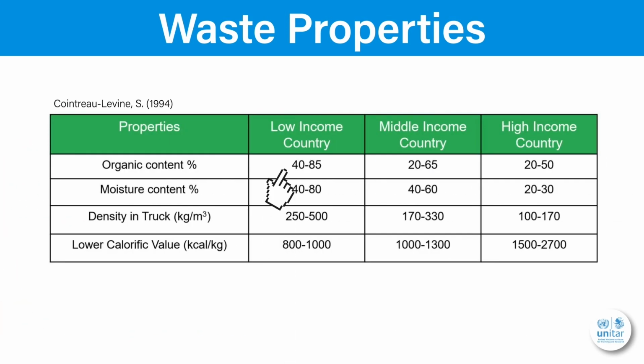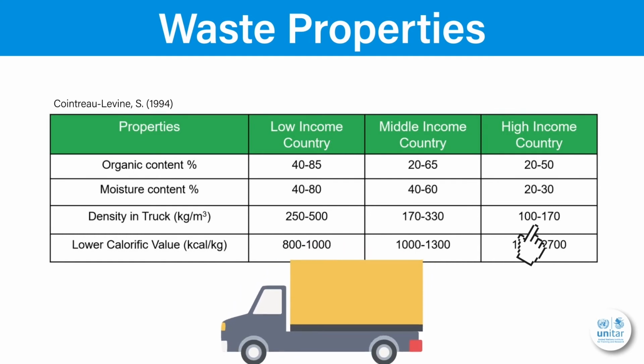Normally, the higher the content of organic waste, the higher the moisture content, the higher the density of the waste, but the lower the LCV. This table shows usual values for these four waste properties for different income levels. The highlights are: for waste density, a compactor truck can usually compact the waste up to a density of 500 kilograms per cubic meter. In high-income settings, as the density is very low, it makes sense to use such a truck, but in low-income settings, where the waste is very dense, not so much.